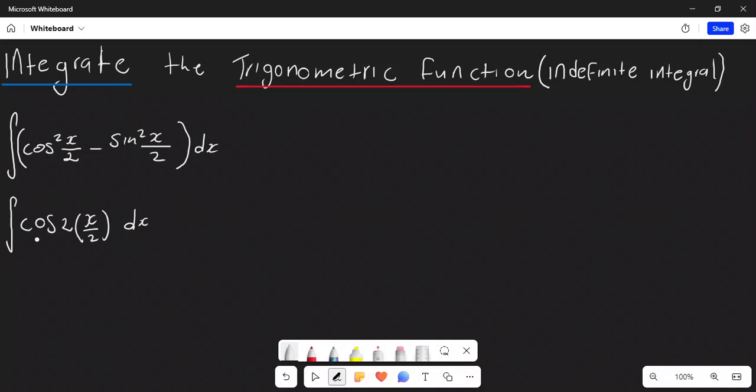Just in case you don't know this double angle here, where is it coming from? There is a video here where I derive those double angles. Watch the whole video because I'll show you all the different types of double angles that are there.